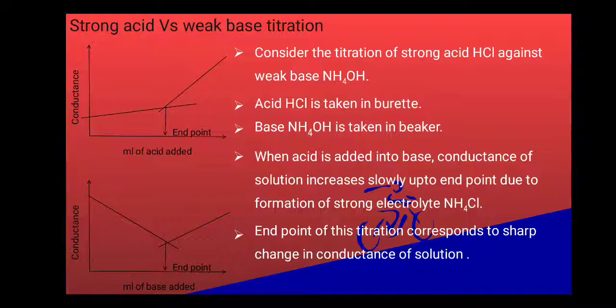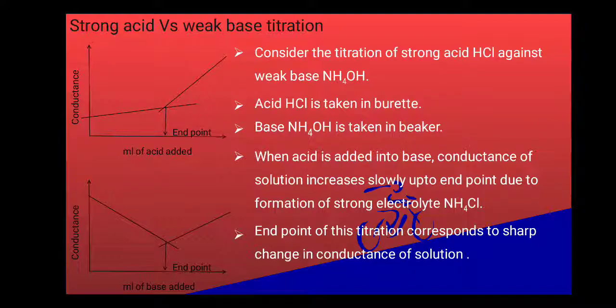Now come to the third titration, that is strong acid versus weak base titration. Again, when you plot a graph of, instead of base added, here acid added, the graph starts slowly increasing, because when acid is added, initially base is present, so the conductance is low. When you start addition of strong acid, it starts increasing as there is formation of NH4Cl as a strong electrolyte. So it goes on increasing slowly, and where it starts increasing sharply, I think that point is called the endpoint for this titration.